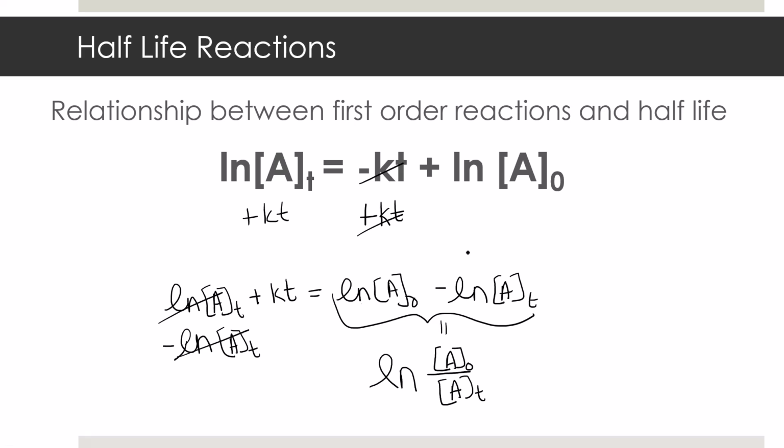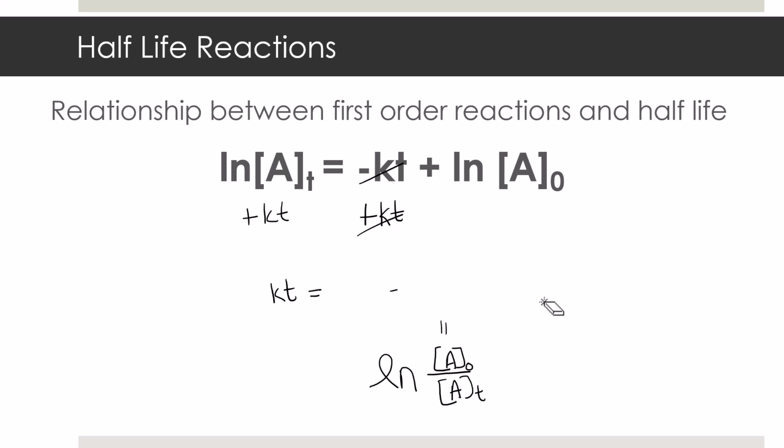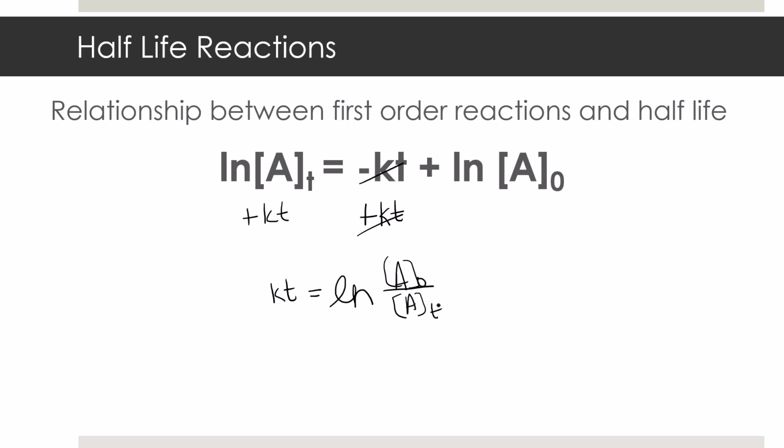Why do they mean the same thing? I don't know. Ask your math instructor. I just know that that's the case. That's a fact that we're going to use. So now if I clean this up a little bit, on the left-hand side, I've got just kt. And on the right-hand side, I've got natural log of A at time equals 0 divided by A at time t.